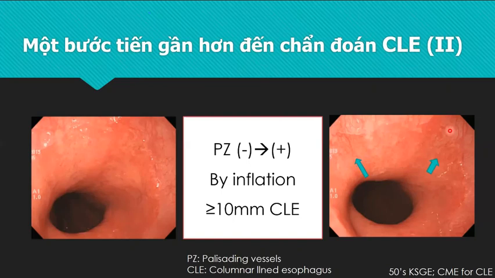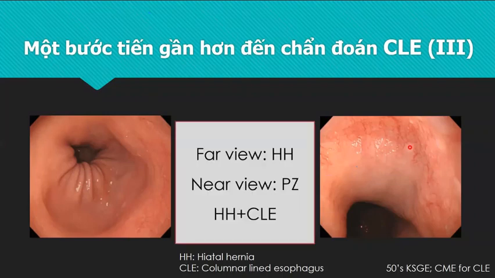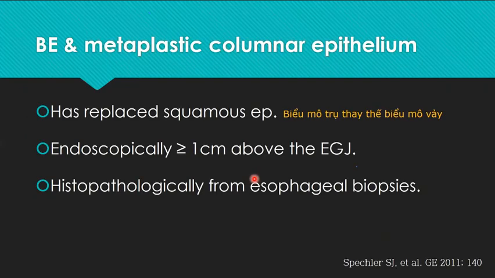This is a little easier because of the hiatal hernia plus palisading vessels. So the far view is a hiatal hernia, the near view is a palisading zone. So this may be Barrett esophagus. Again, in order to diagnose Barrett esophagus, most countries require metaplastic columnar epithelium or specialized columnar epithelium. This is only possible through biopsy in the case of endoscopically 1 centimeter above the EG junction.